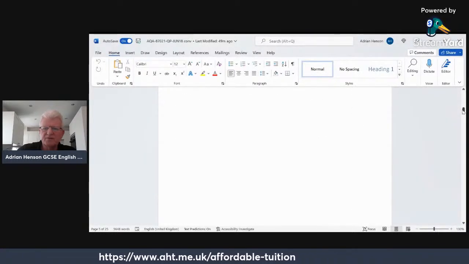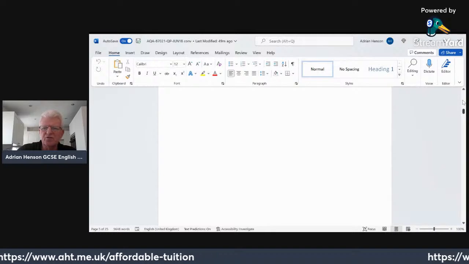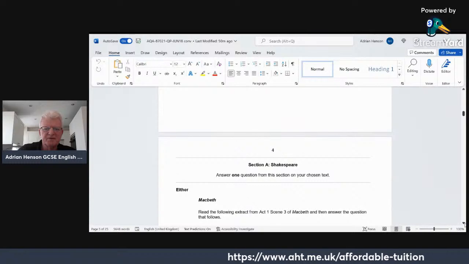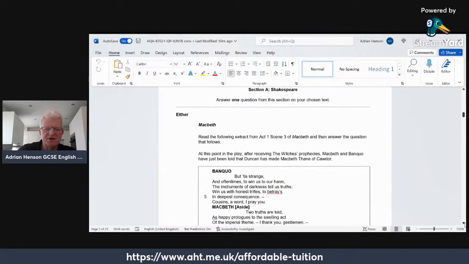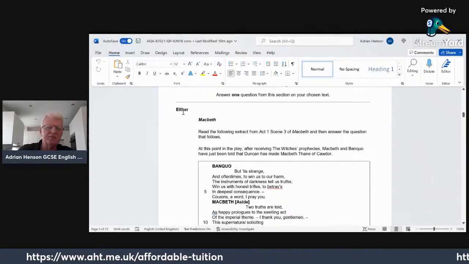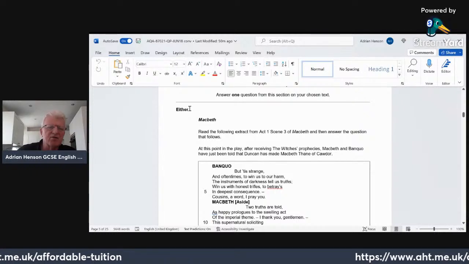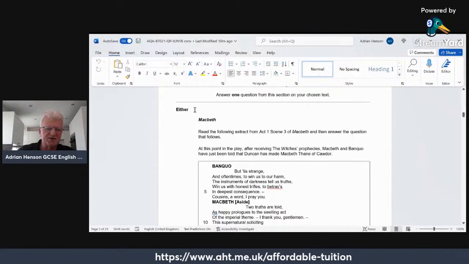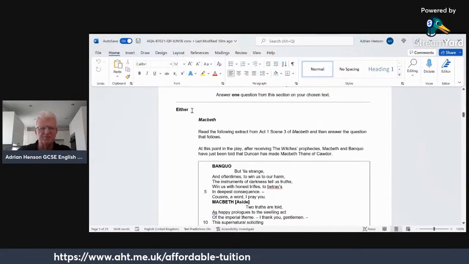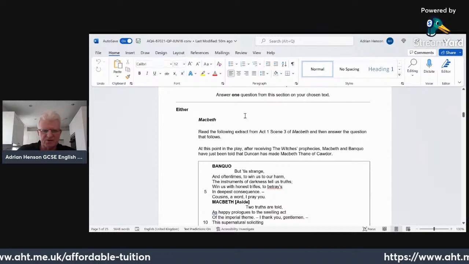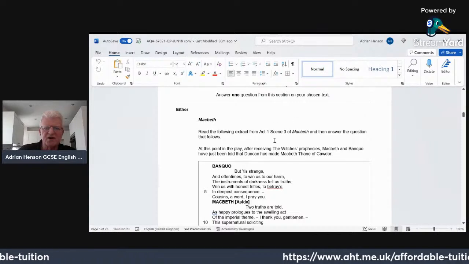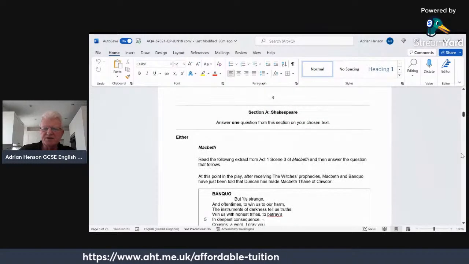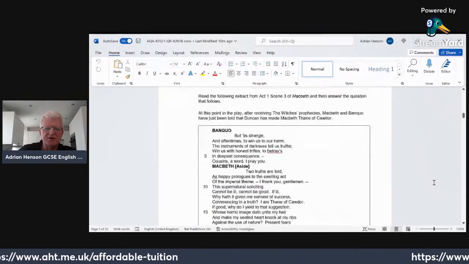So the text I'm going to show you first of all will be the Shakespeare, the first one, which is a Macbeth text, which I've converted to words so I can highlight. So when you get a question, the either, by the way, there aren't two questions for Macbeth, but there are more Shakespearean plays like Romeo and Juliet. So either you do Macbeth or either you do Romeo and Juliet. So it says here, read the following extract from Act 1, Scene 3 of Macbeth, and then answer the question as follows. And it's at this point of the play, so it's given a bit of context.